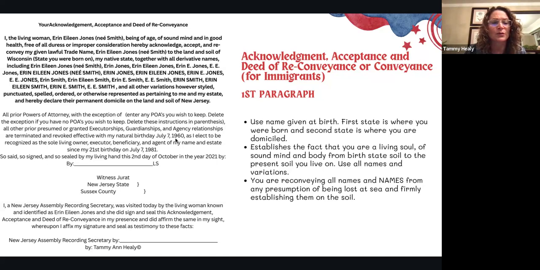All prior powers of attorney with the exception of, and if you have a power of attorney, this is where you would put it. If not, you would just delete this portion, okay? And it says all other prior presumed or granted executorships, guardianships, and agency relationships are terminated and revoked effective with my natural birthday, July 7th, 1960, as I elect to be recognized as the sole living owner, executor, beneficiary, and agent of my name and estate since my 21st birthday on July 7th, 1981.